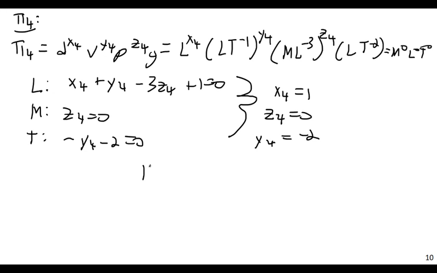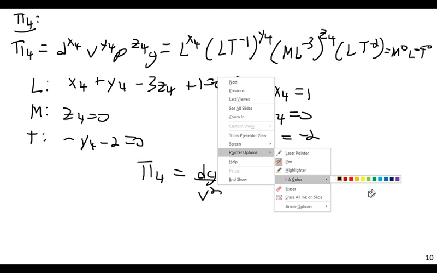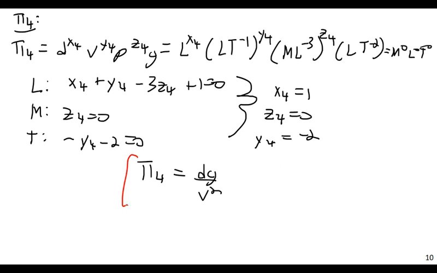And so therefore, my final pi term is going to be dg over v squared. That will be my fourth pi term. And then finally, so we're almost done. I'm just going to summarize everything once more with a final form of our relationship.